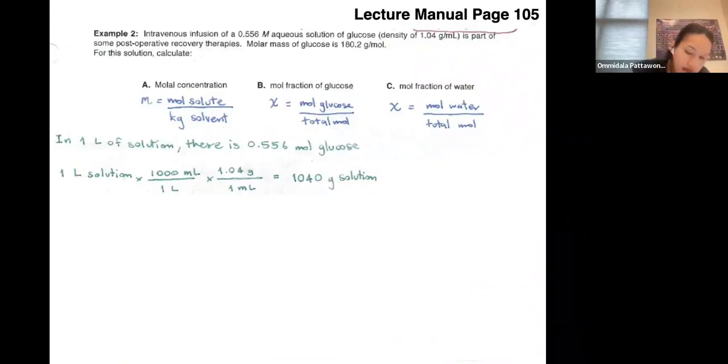Up until this point, you will see that I cannot plug into this equation yet. The reason for that is because we know the moles of solute, but we don't know the kilograms of the solvent yet.